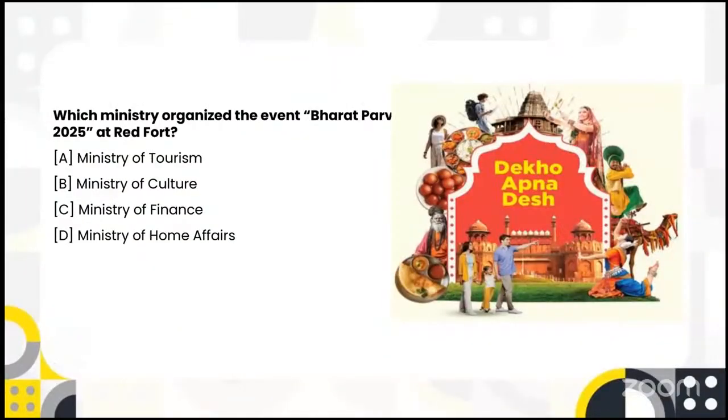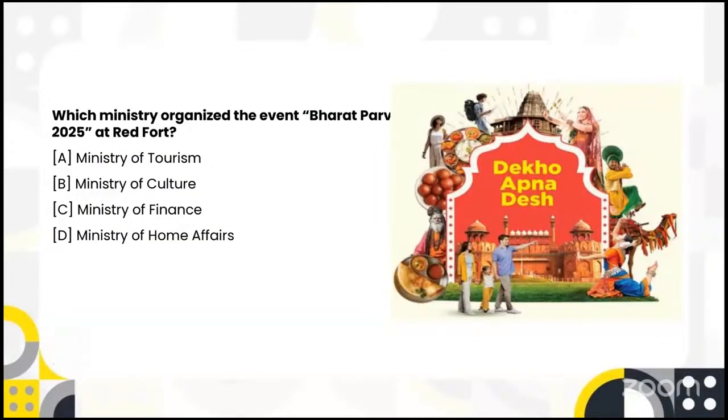First one. This is related to an event which happened in Delhi. Which ministry organized the event Bharat Parv 2025 at Red Fort? I'll give you a few seconds to answer this question, meanwhile you can answer it in the chat box. The options are Ministry of Tourism, Ministry of Culture, Ministry of Finance, Ministry of Home Affairs.